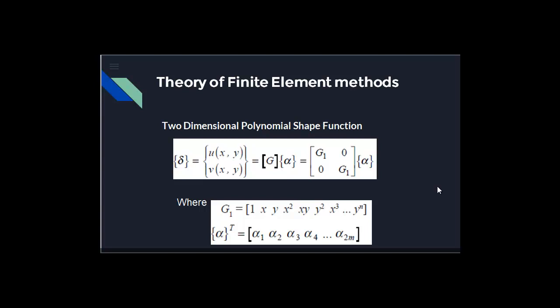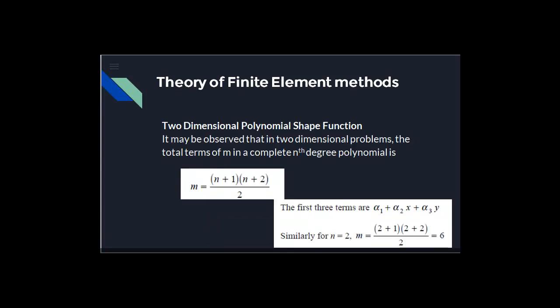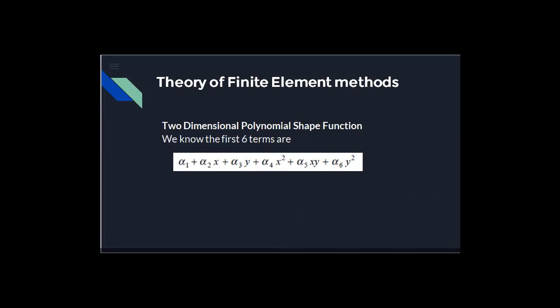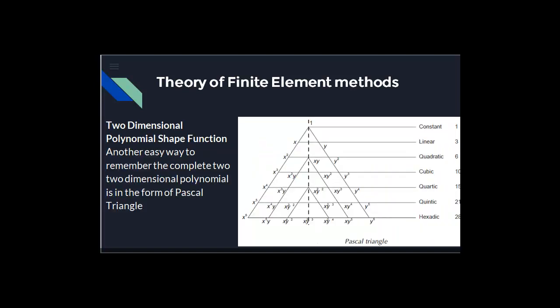It may be observed that in two-dimensional problems, the total number of terms m in a complete nth degree polynomial is m equal to (n plus 1) into (n plus 2) divided by 2. The first three terms are alpha 1 plus alpha 2 x plus alpha 3 y. Similarly, for n equal to 2, m is equal to (2 plus 1) into (2 plus 2) by 2, which is equal to 6. So the first 6 terms are alpha 1 plus alpha 2 x up to alpha 6 y square. Another easy way to remember the complete two-dimensional polynomial is in the form of Pascal's triangle. For a constant function it is 1, and for a linear function it starts with x and y.